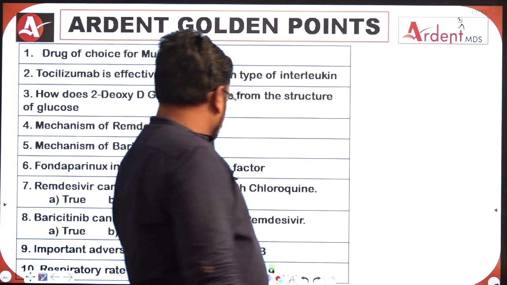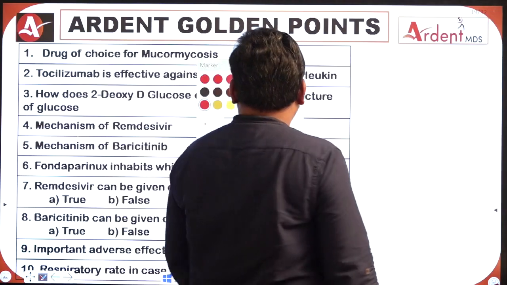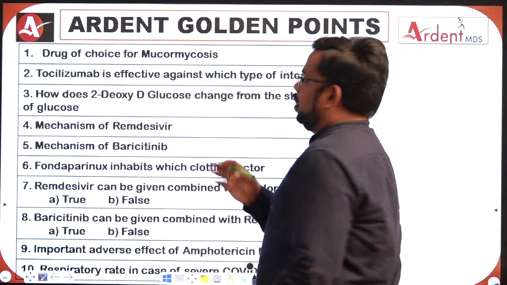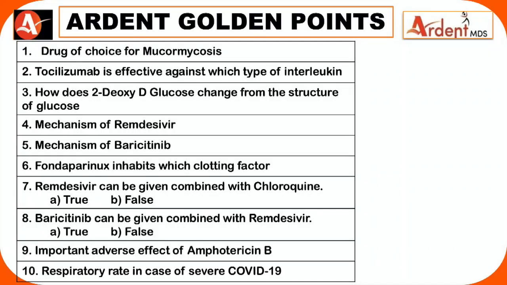Coming to the important golden points related to the drugs which are used for COVID-19. Coming to the drug of choice for mucormycosis, what we studied? Liposomal amphotericin B. Right. Tocilizumab is effective against which type of interleukin? Tocilizumab is indicated for interleukin 6.